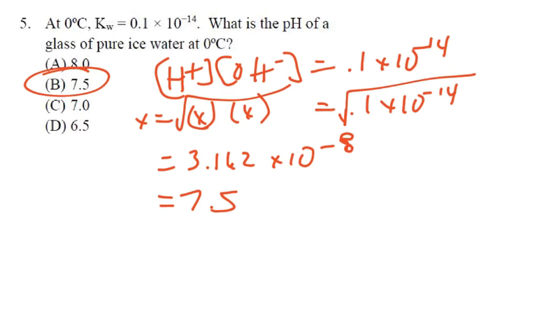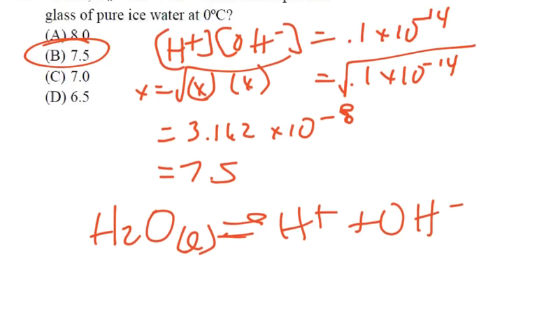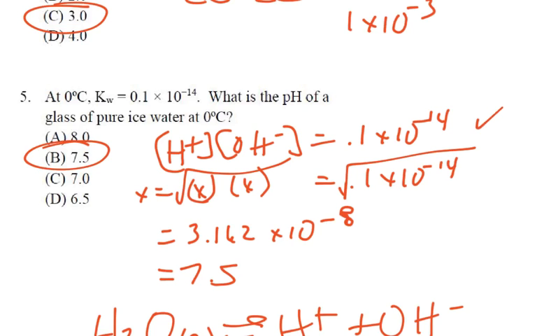Okay, so it's using the information that we already know, and that is that for water at equilibrium, it breaks up and you get H plus and OH minus. If I let X of this go away, then I'm going to make X of this. So at equilibrium, I have X times X equals 0.1 times 10 to the minus 14. So solving for X, I get that number, and then taking the negative log of that, I get 7.5.